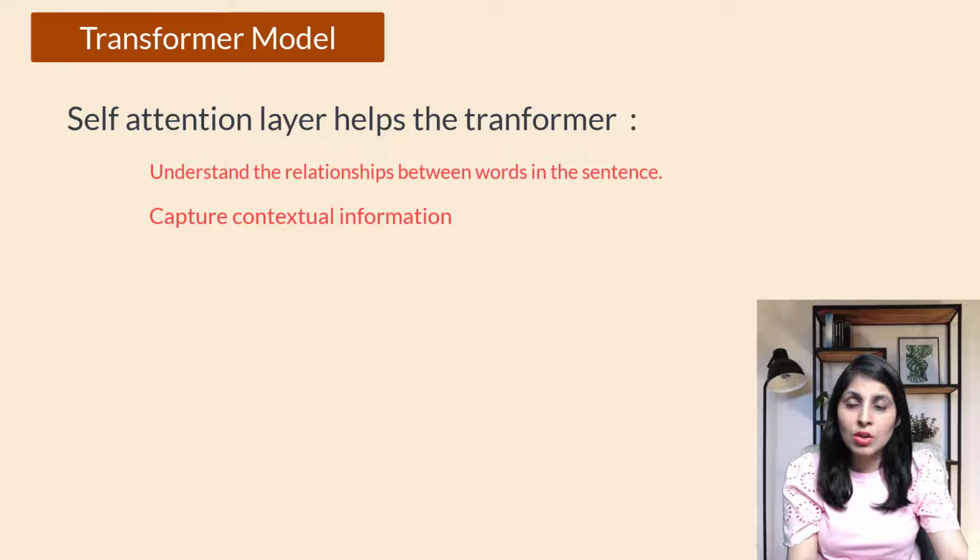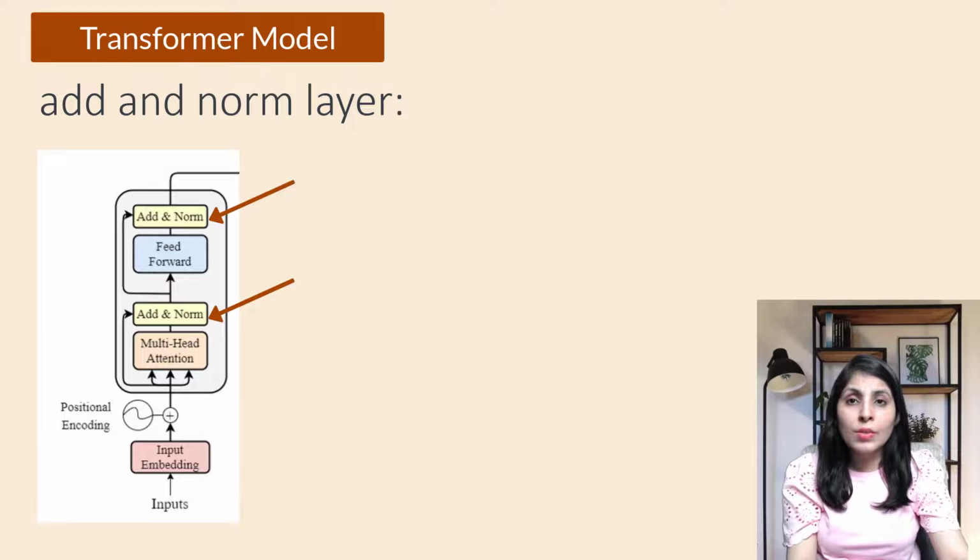Now if you look at the encoder, you'll see that we have add and norm layers. This add and norm layer is applied after the multi-head attention layer and the feed forward neural network within each transformer encoder and decoder. You can see that we are using this add and normalization layer in both. These layers play a crucial role in facilitating the flow of information and stabilizing the training process. So what does the add layer do?